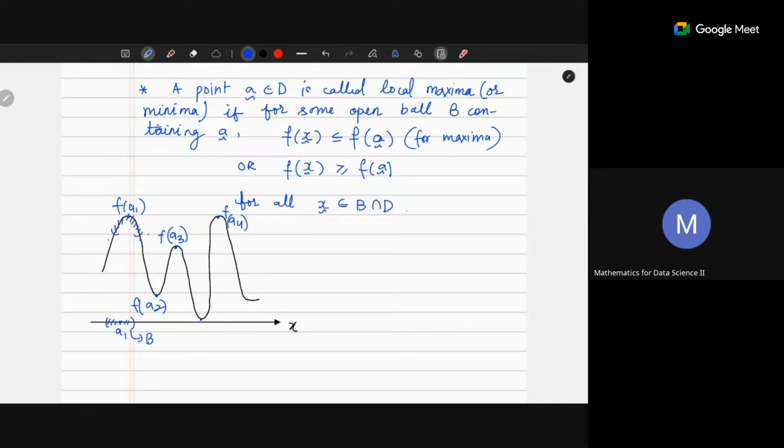Similarly, at A2 also, it is not the minima throughout the domain. It is the minima for some small ball. Okay, that's what it means. But this concept can be generalized in higher dimensions as well, so you can think accordingly. Because I have limitations in drawing, I cannot draw in high dimension, but you can use your power of visualization. So I leave it to you. All right.